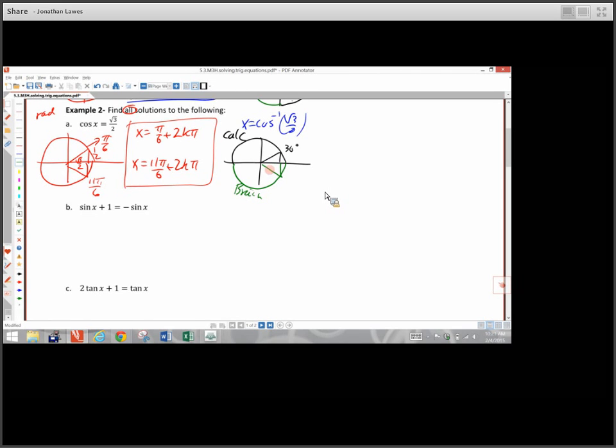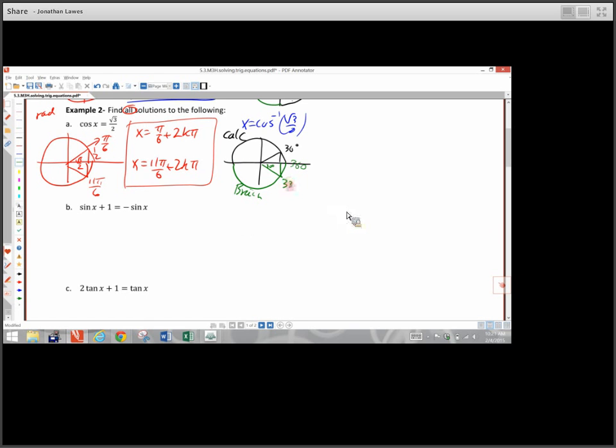30 degrees. So this little angle right here is 30 degrees. And we make an adjustment on 360 degrees. We subtract a little bit from that, and there's our 330 degrees, or there's our 11 pi 6, and here's our pi 6. Any questions?